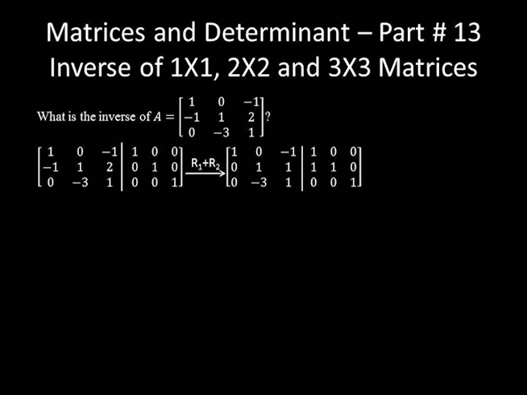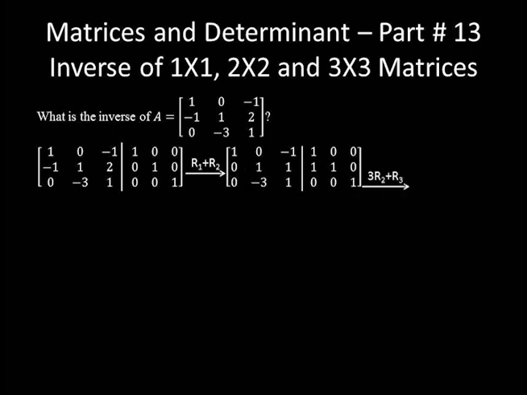Next, we have to convert this negative 3 to 0. If we multiply this 1 by 3 and add to it negative 3, it will give us 0. So the row operation that can convert this negative 3 to 0 is 3 times row 1 plus row 3.